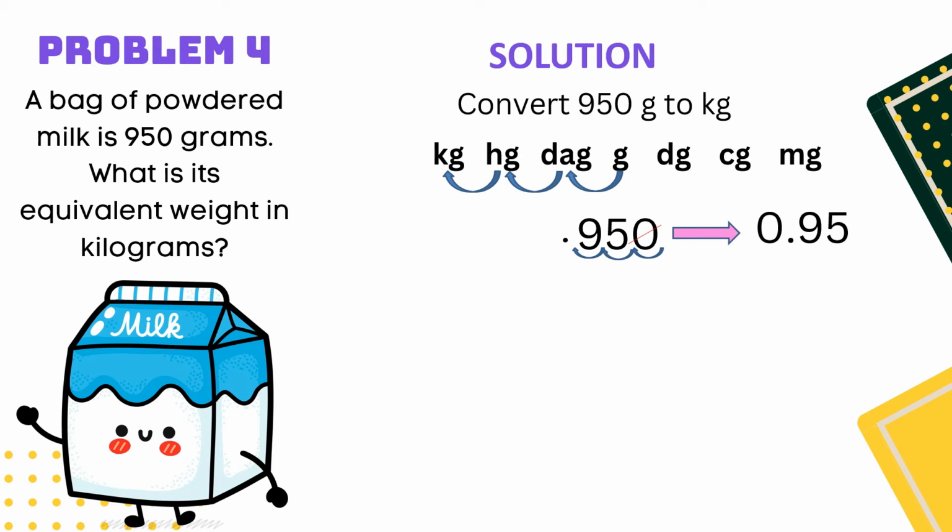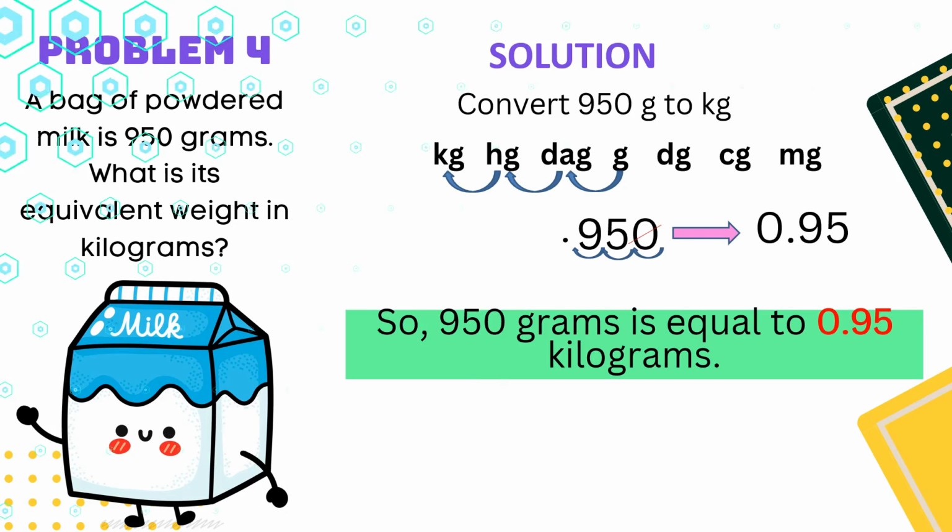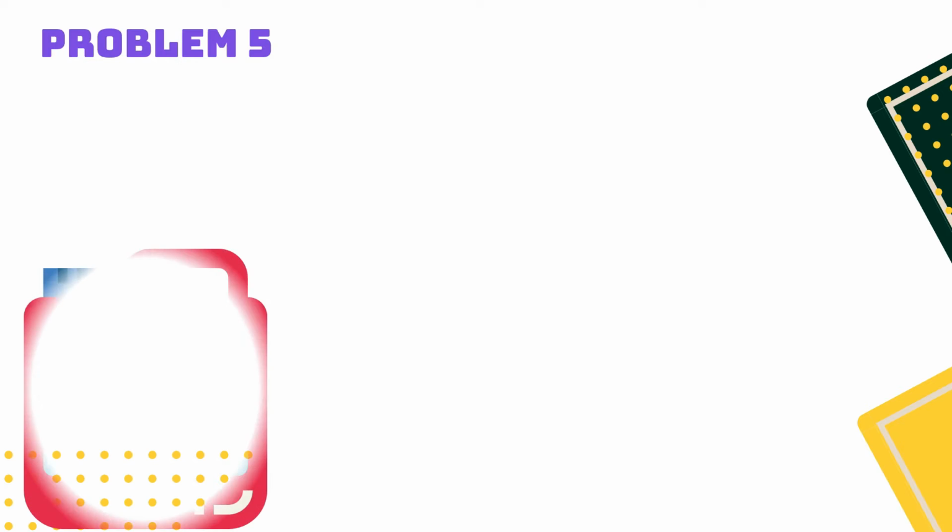And this is our answer. So, 950 grams is equal to 9,500 kilograms. This is our problem number 5.